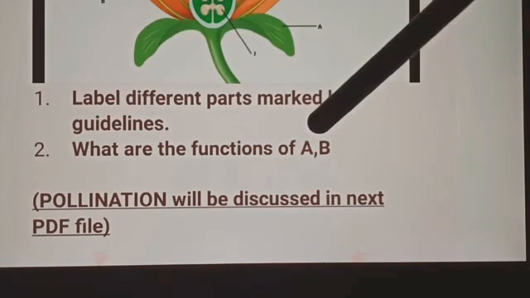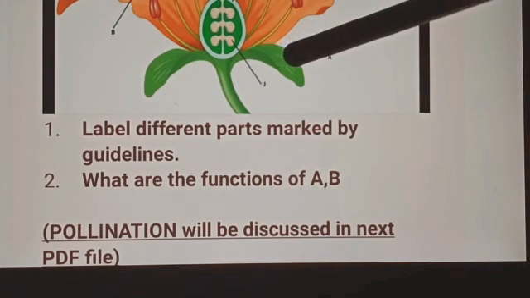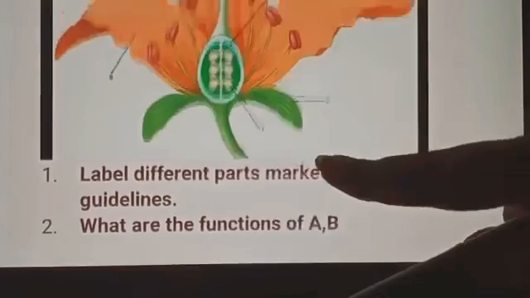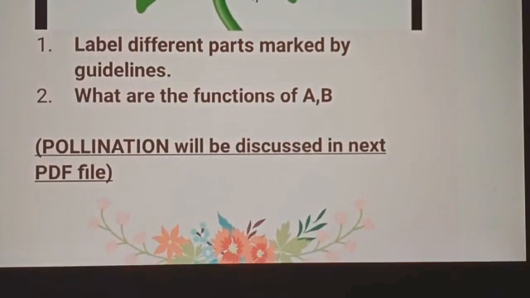And what are the functions of A and B? You can see here the A, what does it denote? It denotes the sepals, meaning the calyx, and the B signifies the corolla. So you will write down the function of calyx and corolla. I have told you just a few minutes ago. And pollination will be discussed in our next class.